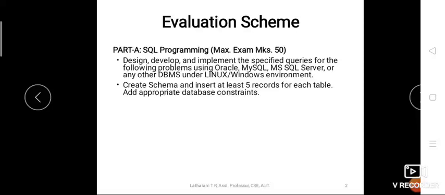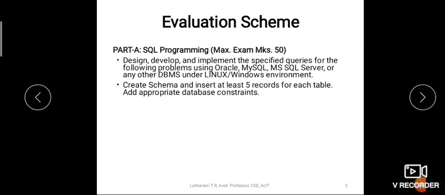Then the next thing is create schema and insert at least 5 records. So what you need to do, you have to create the given database and you have to insert at least 5 records for each of the tables created, and add the appropriate database constraints. We'll see how you can do all these things. Okay, next, that is part A.